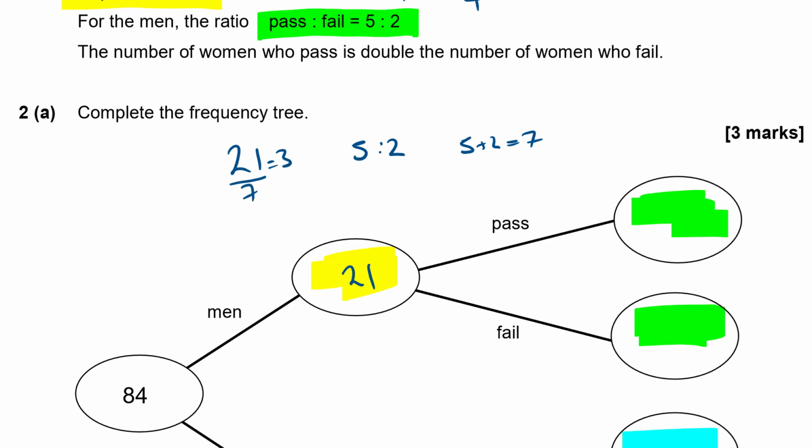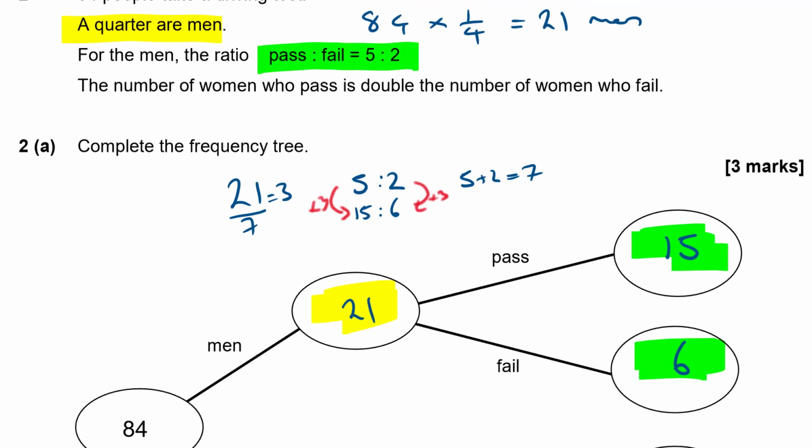So then taking my ratio of 5 to 2 and scaling it up by a factor of 3, I'm going to get 15 to 6. So 15 men must have passed and 6 men must have failed. So I can write those numbers in now as well. So 15 and 6. Now you should just double check they add up to 21. Yes, they do. 15 plus 6 is 21.